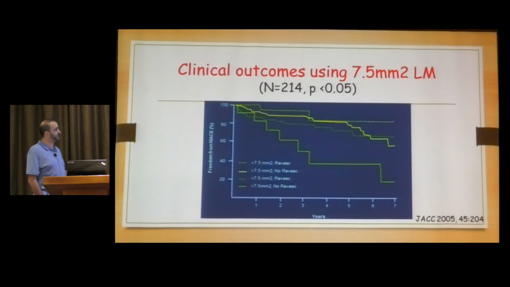They used this to look at clinical outcomes. If you have a left main area of less than 7.5 millimeters square and you did not get revascularization, you have the worst outcome over 7 years. So this is in 214 patients with a significant p-value.